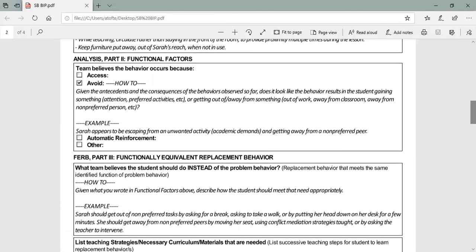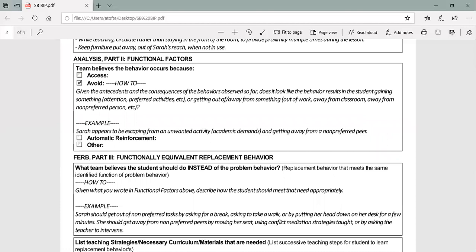Okay, so then functional factors. Team believes the behavior occurs because it's broken down to what is the student accessing with this behavior and what is the student avoiding with this behavior. You can check either one, you can check both. It depends. So given the antecedents and the consequences of the behaviors, what patterns are you noticing?